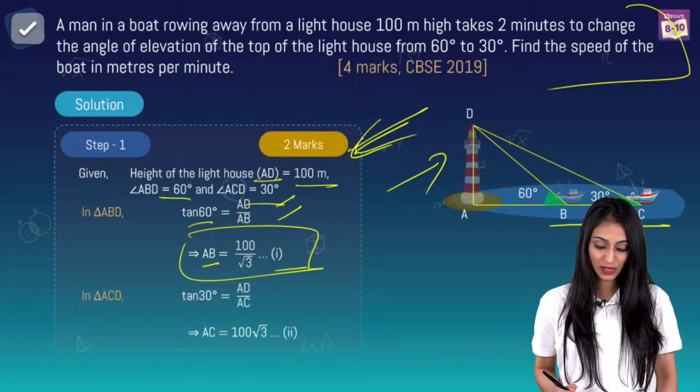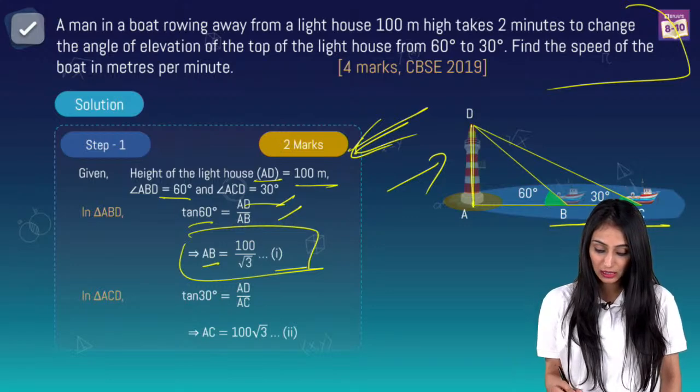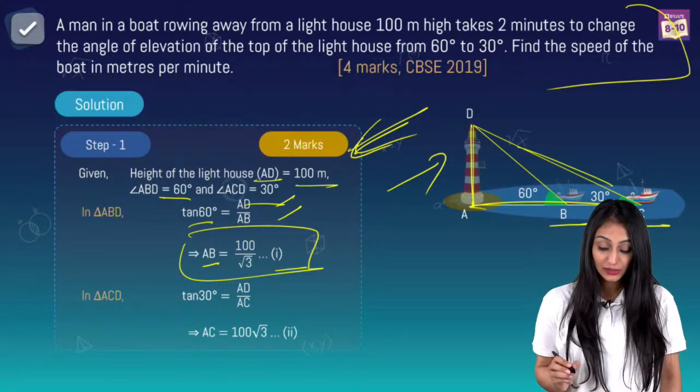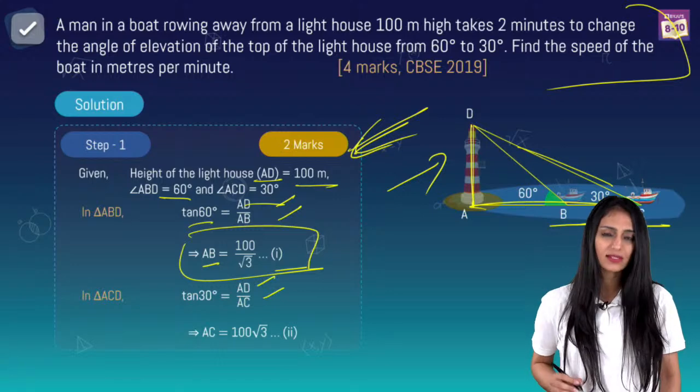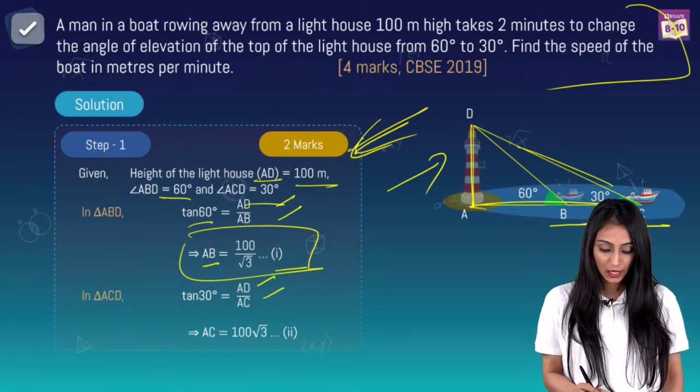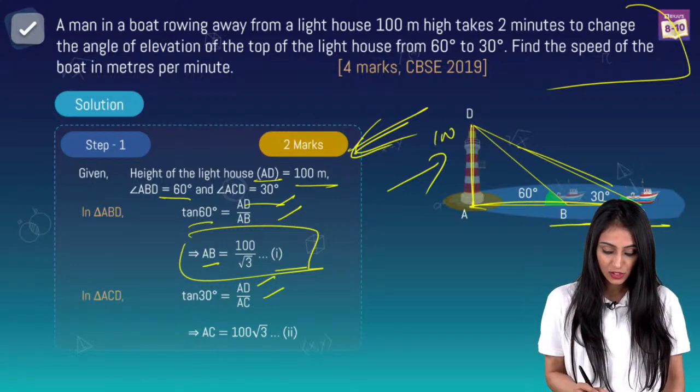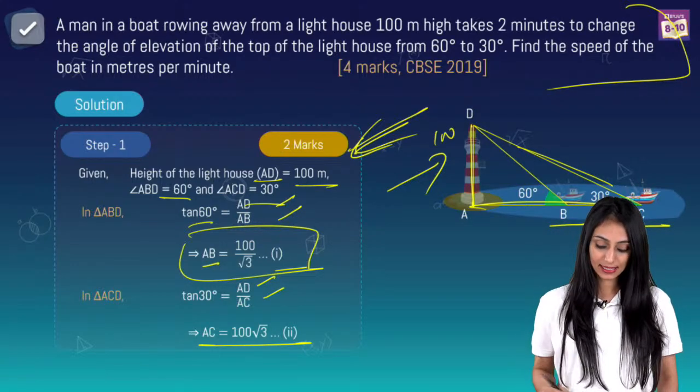So this is the first question. Now in this triangle ACD, here I'll be using tan 30, and then AD by AC, perpendicular by base, right? So AD over here is 100. So this tan 30 is 1 by root 3, so AC is going to be 100 root 3. This is my second equation.